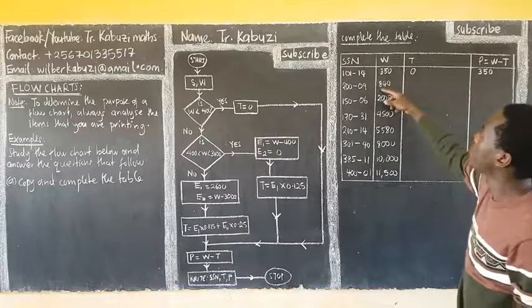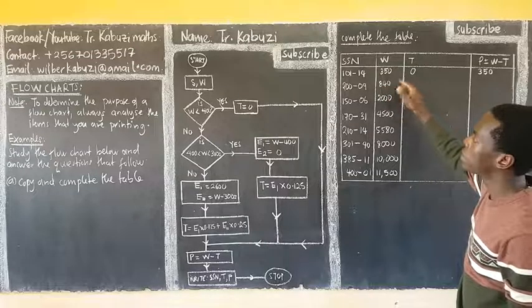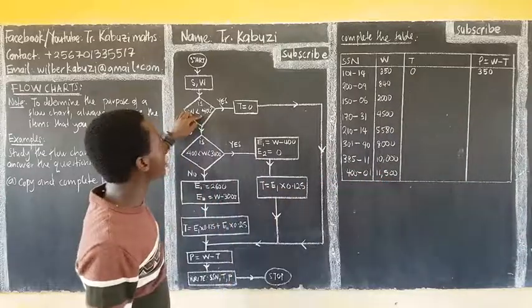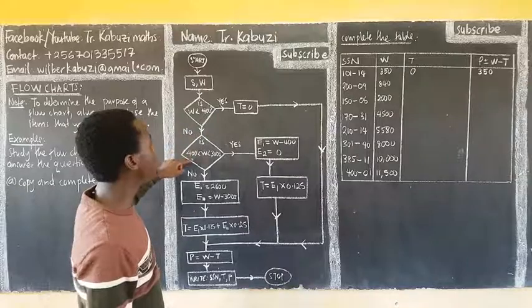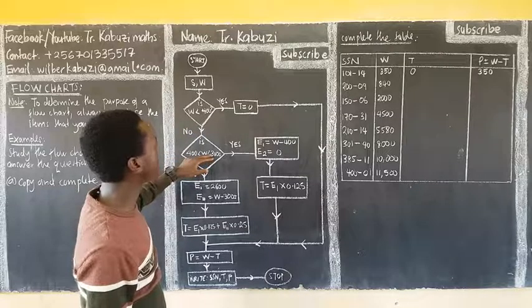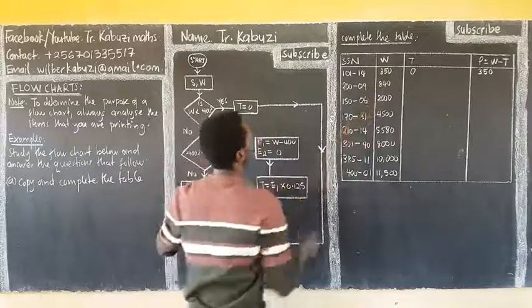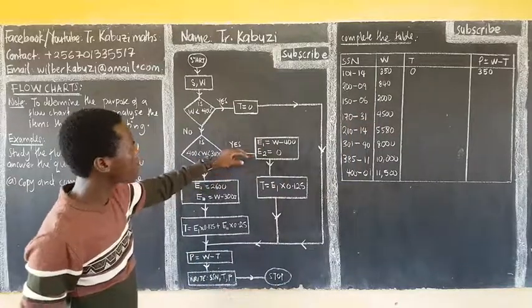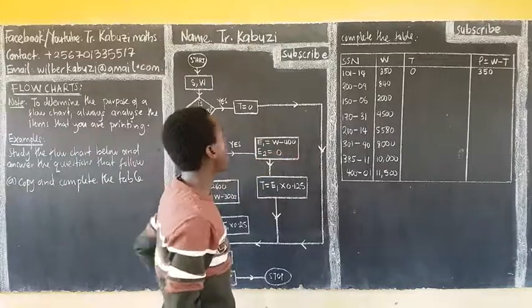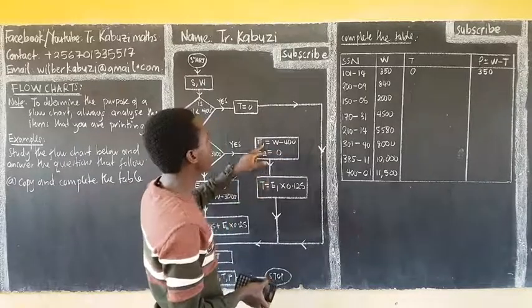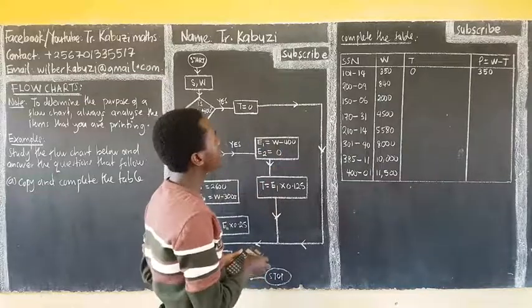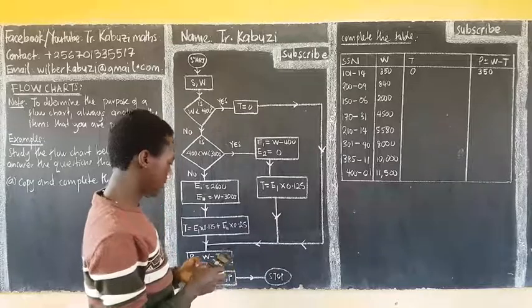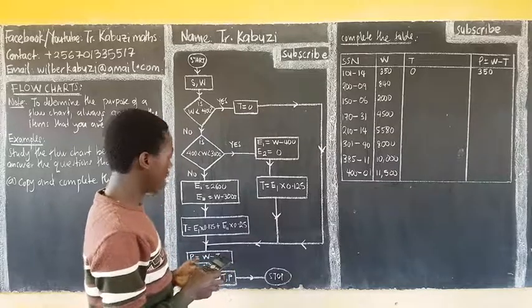When I come to the next W, I have 840. Is it below this? The answer is no. If it's no, is it between this and this? The answer is yes, because this 840 is between 400 and 3000. If the answer is yes, you get W minus 400, you get to print E1, which is 840 minus 400, that will give you 440.